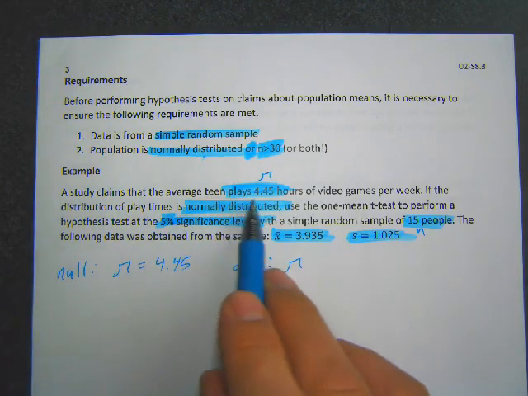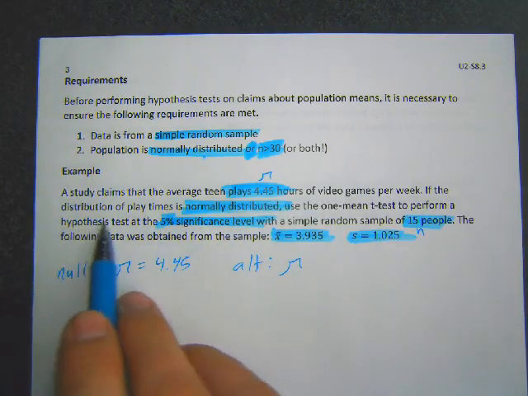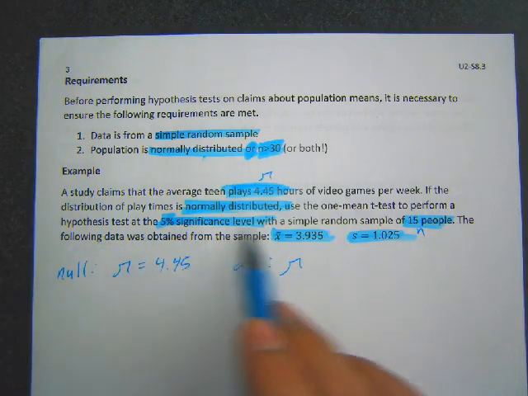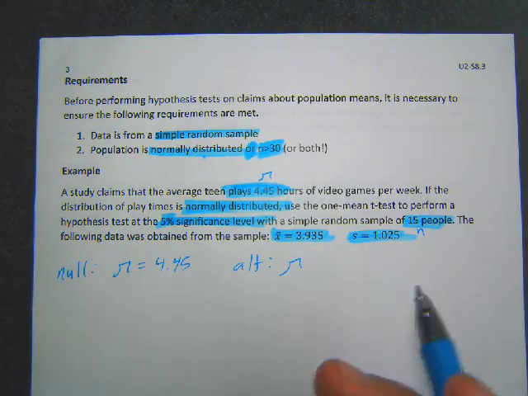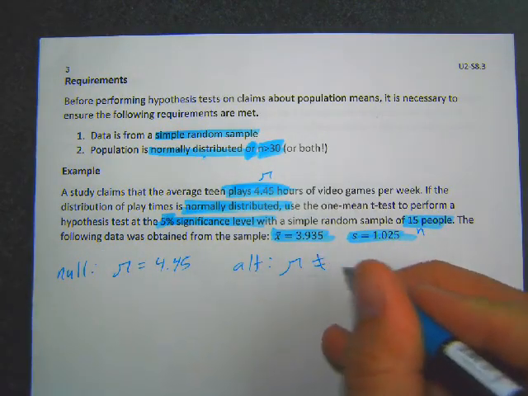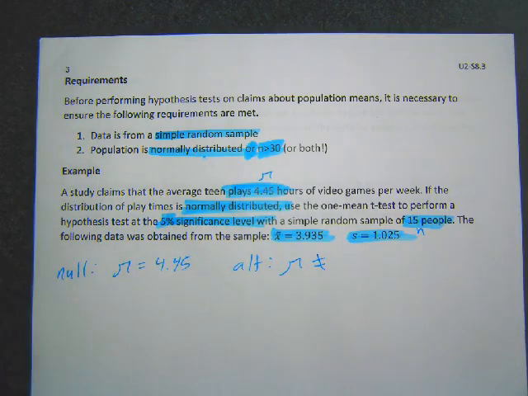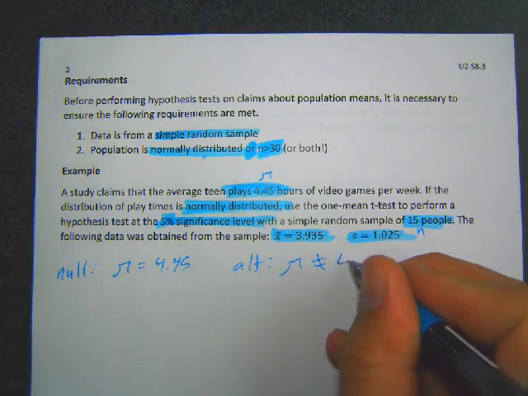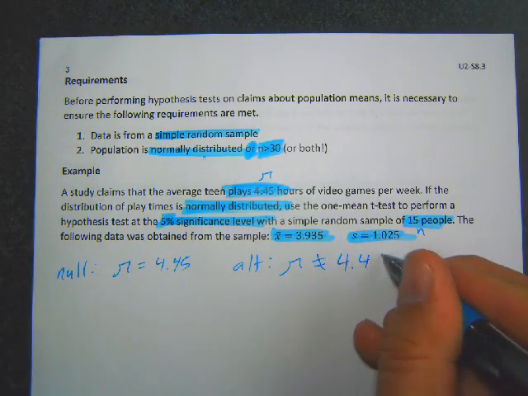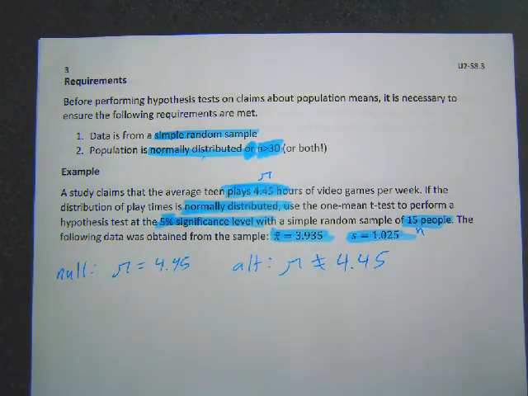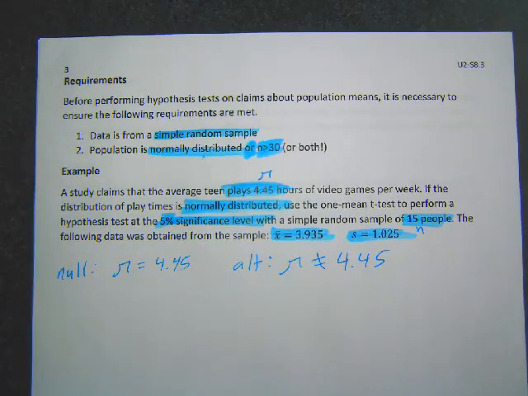Claims that the average team plays 4.45 hours. Nowhere does it indicate they're looking for less than or more than. So in this one, we'll do not equal to. Usually if they say something about testing whether it's more or testing whether it's less, then we use one of those. But there's nothing saying that here, so we're just going to test if it is equal to or not equal to 4.45.